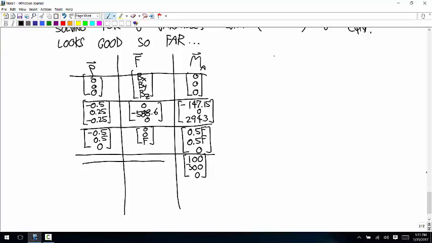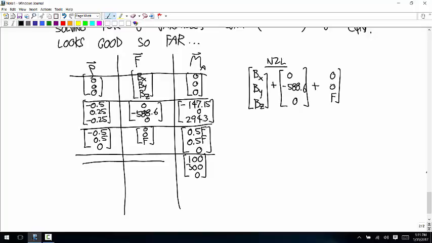Okay, so now that we have this, we can go to Newton's second law and add up all the things in the fourth column, set them equal to 0. So bx, by, bz plus 0, negative 588.6, 0, plus 0, 0, f is equal to zeros.